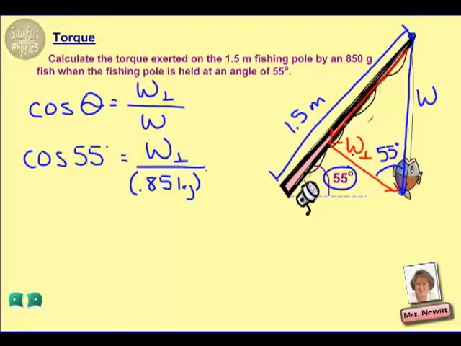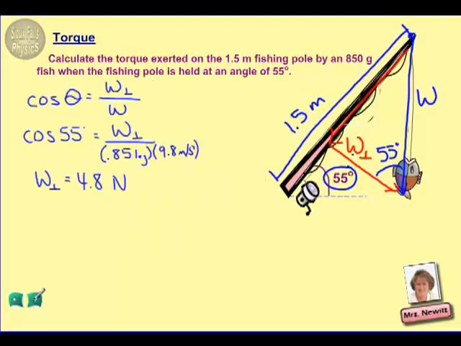0.85 kilograms multiplied times 9.8 will give us the weight of the fish. And we find that that component, again the part that is perpendicular to the pole, is only 4.8 newtons. Now we can go back to finding torque, and again our equation for torque is force times the lever arm or the distance. The component that is perpendicular is 4.8 newtons.